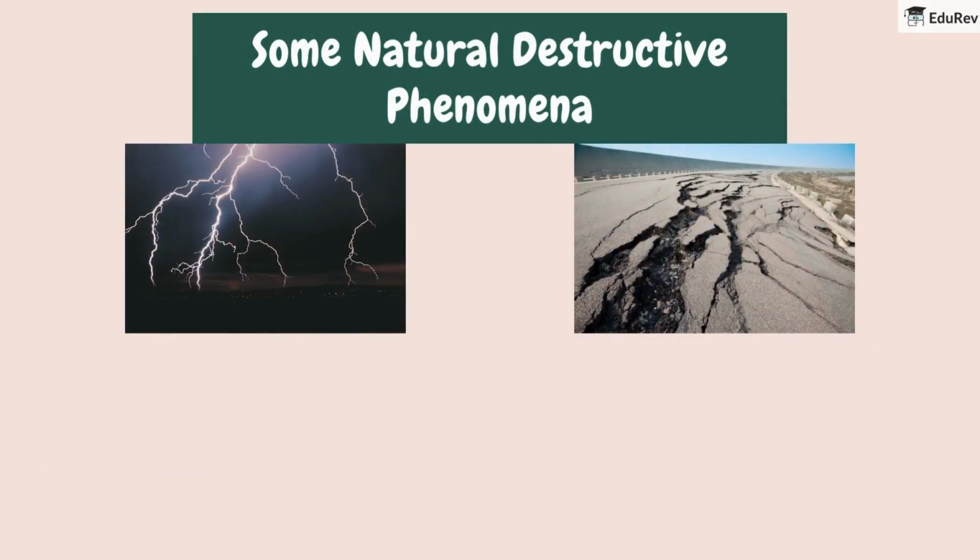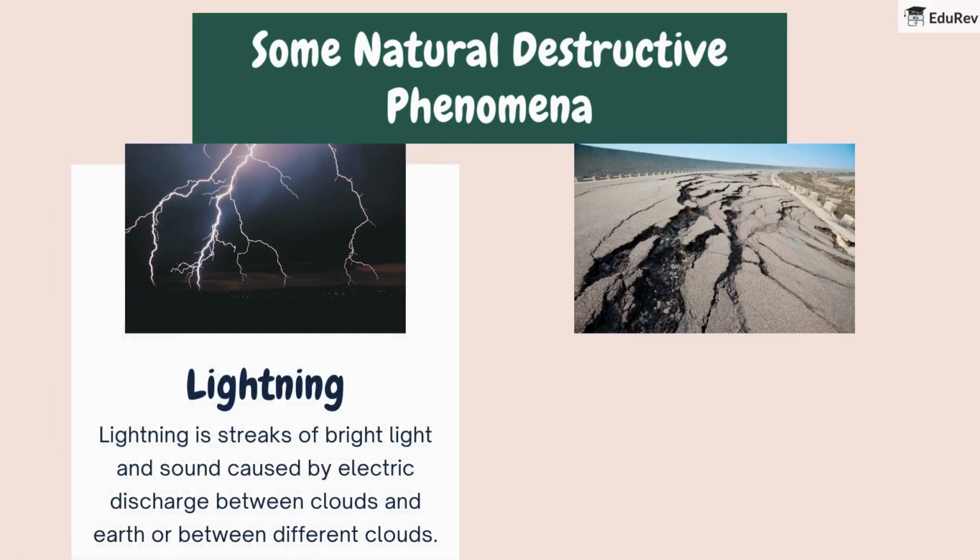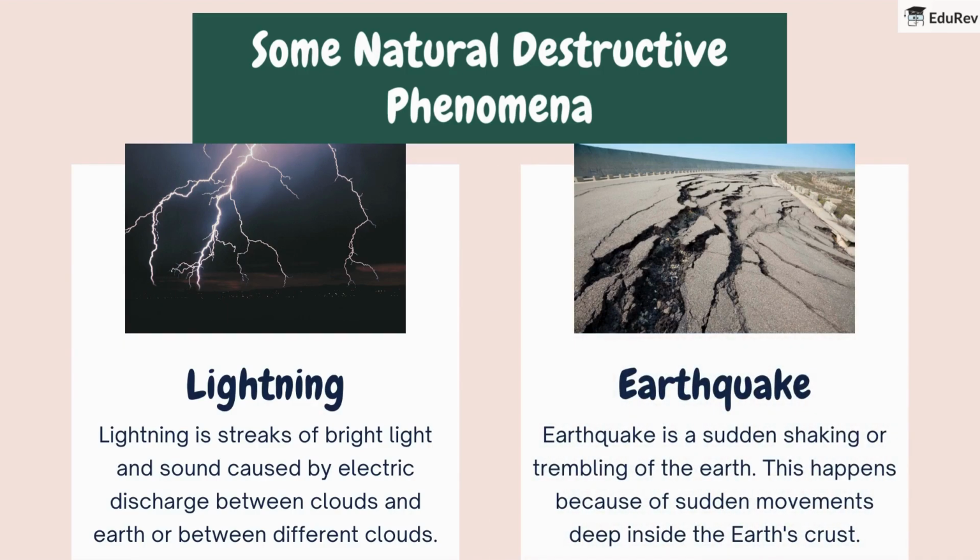First, let's talk about two natural events that can be pretty destructive: lightning and earthquakes. Lightning is streaks of bright light and sound caused by electric discharge between clouds and earth or between different clouds. Earthquakes, on the other hand, is a sudden shaking or trembling of the earth. This happens because of sudden movements deep inside the earth's crust. Both of these events are powerful reminders of nature's force.